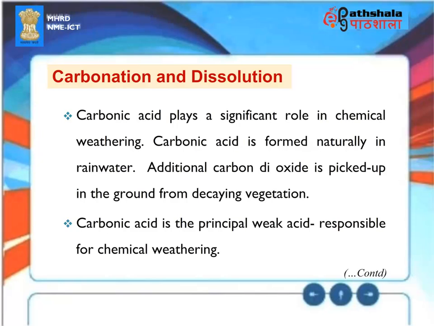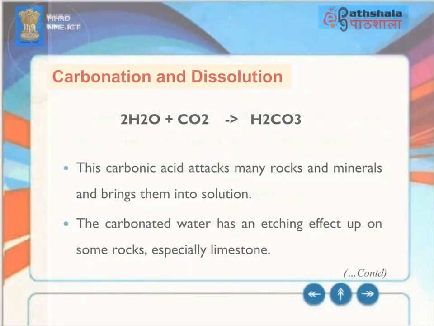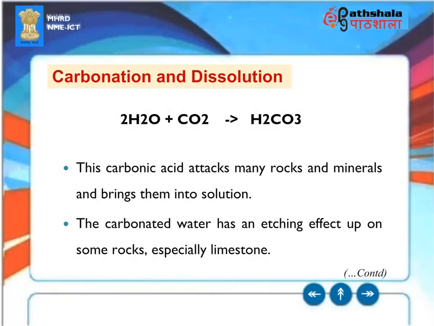Carbonic acid is formed naturally in rainwater. Additional carbon dioxide is picked up in the ground from decaying vegetation. Carbonic acid is the principal weak acid responsible for chemical weathering. 2H2O plus CO2 converts into H2CO3. This carbonic acid attacks many rocks and minerals and brings them into solution.